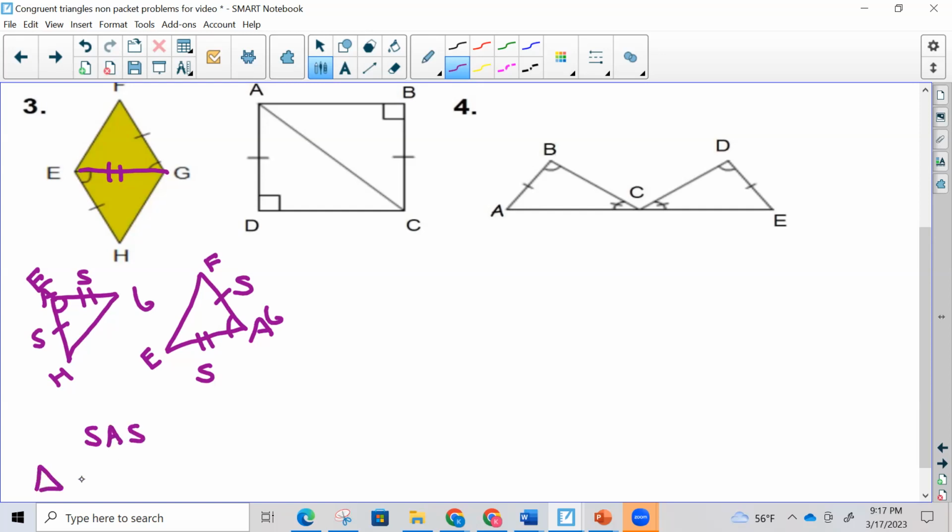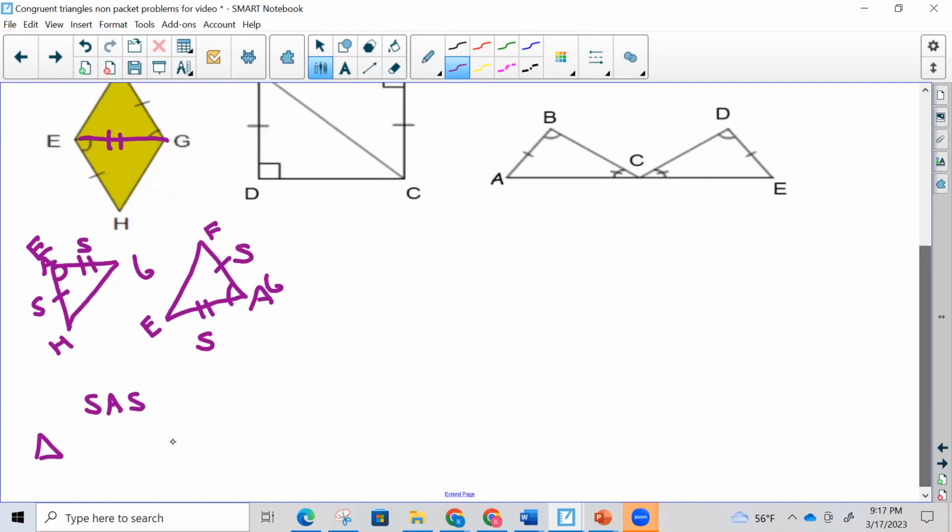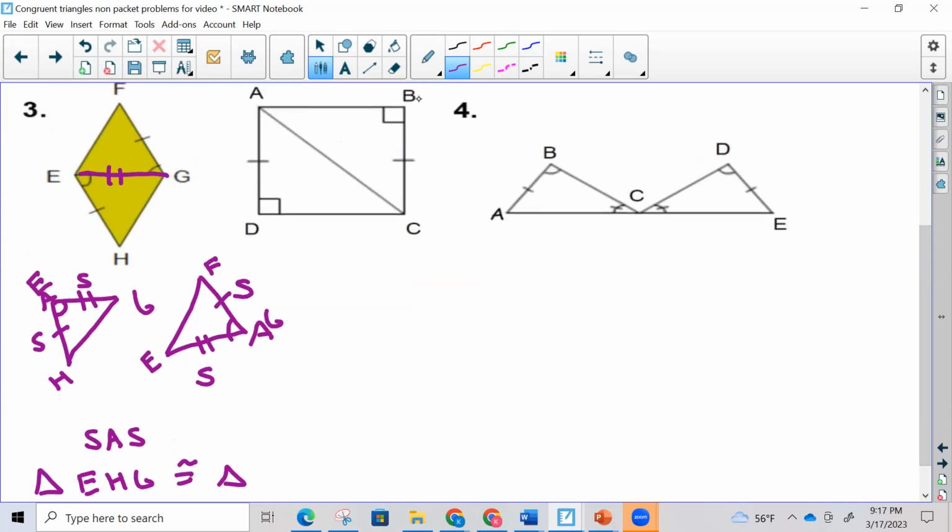And it's going to be triangle EHG is congruent to triangle. Okay. So this is where I have to be careful. Let me just get rid of that A because that makes it a little bit confusing when I'm trying to write my similarity statement.